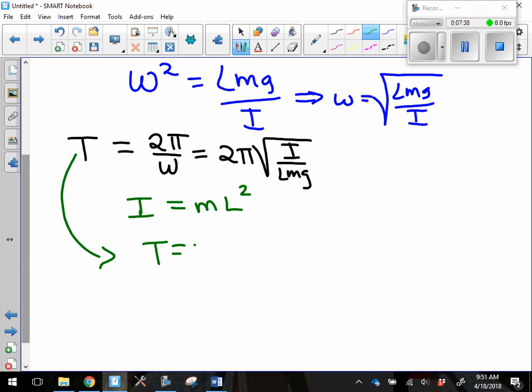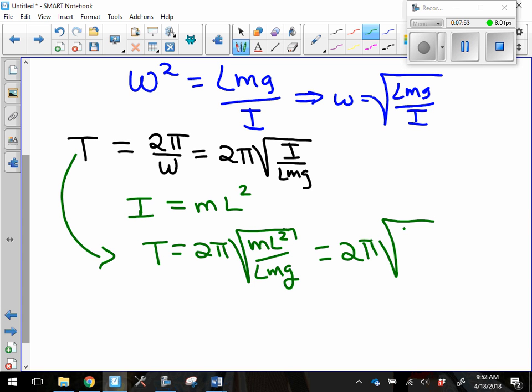Which means that we can rewrite T as 2 pi times the square root of m L squared over L m g, or 2 pi times the square root of L over g.